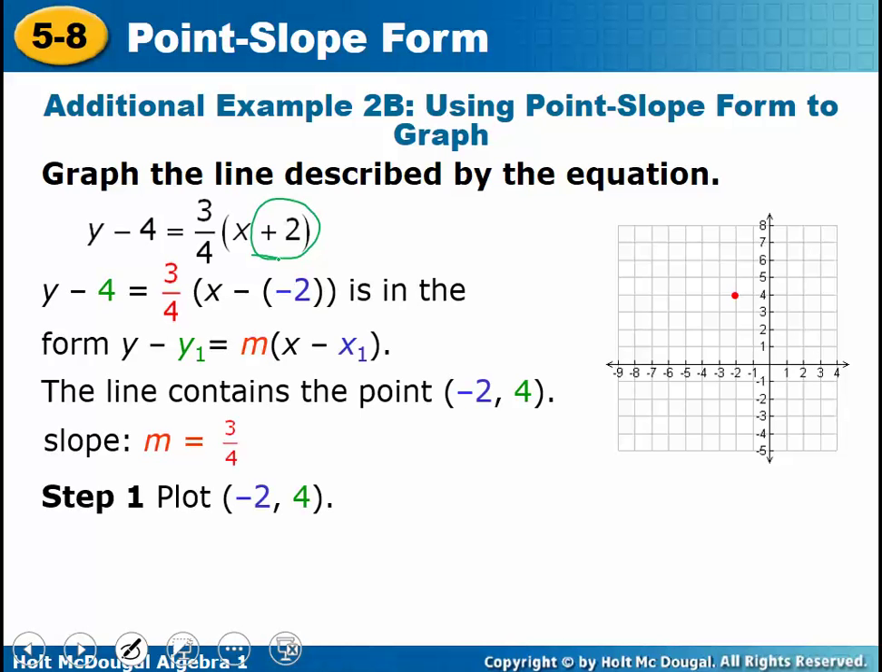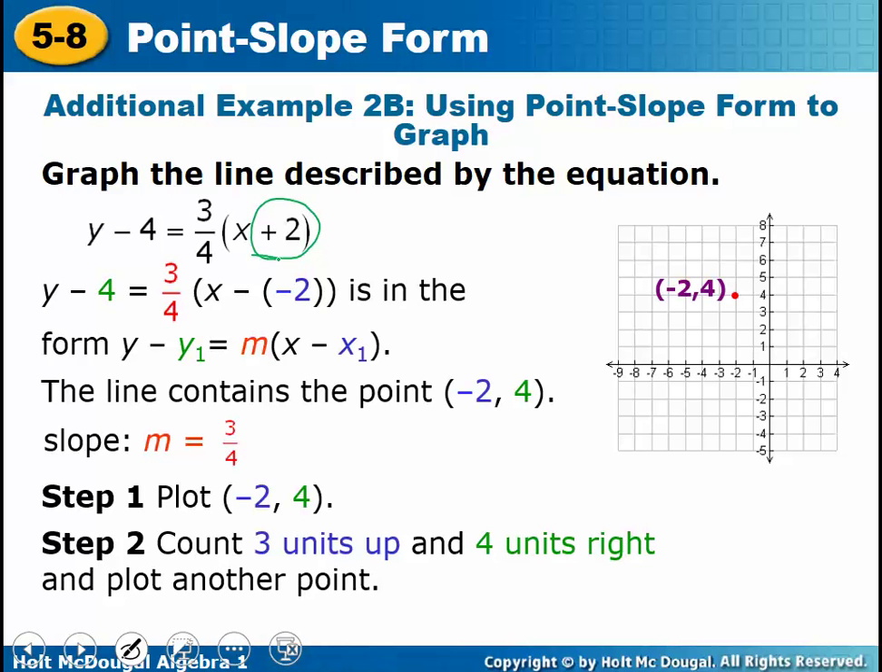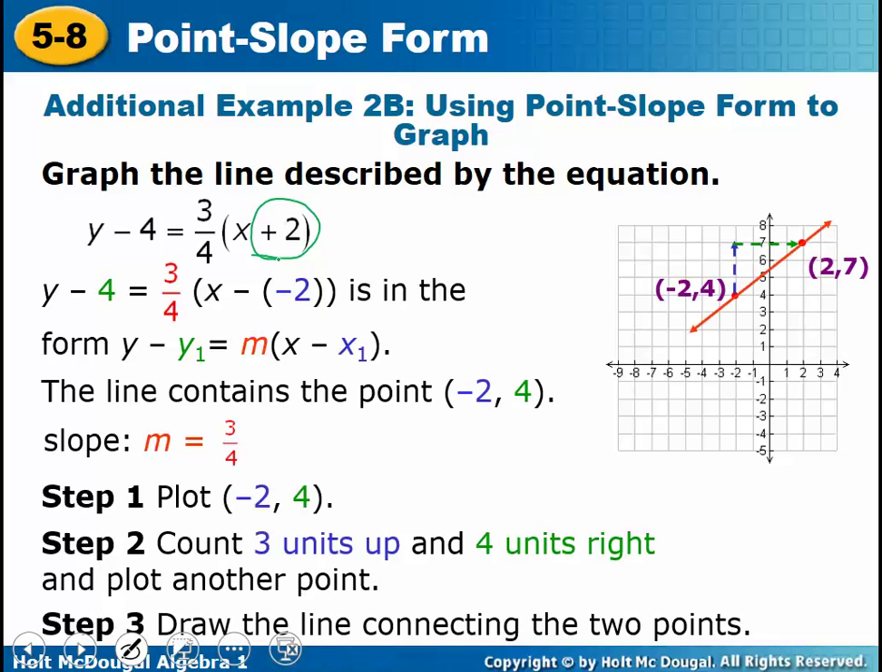Go over to negative 2 on the x-axis, and then go up to 4 and put a point. From that point now, we do the slope, which is rise of 3, run of 4. We always go to the right when we do our run. So you go up 3 and to the right 4, and then you put another point, and then you just draw a line that's through those points. There you go. That is the line graphed from point-slope form.